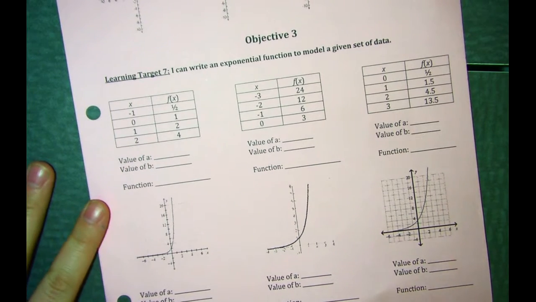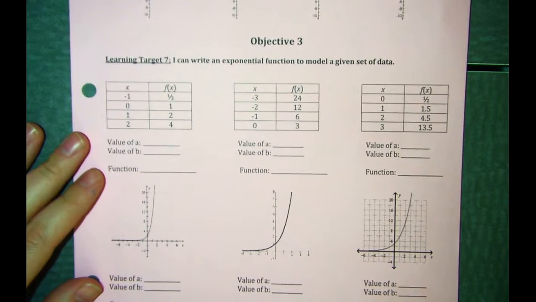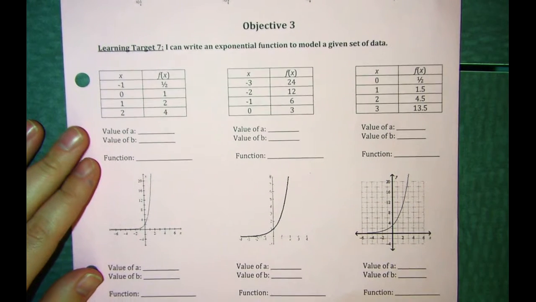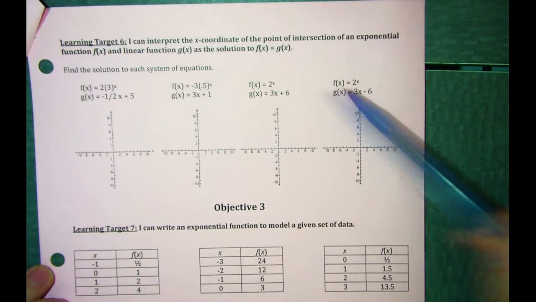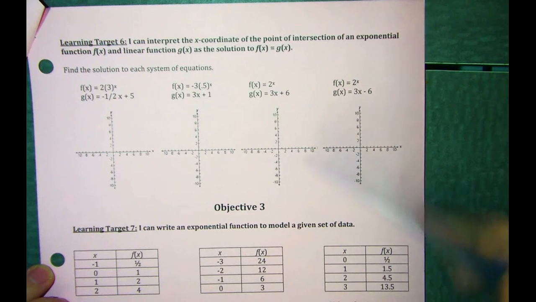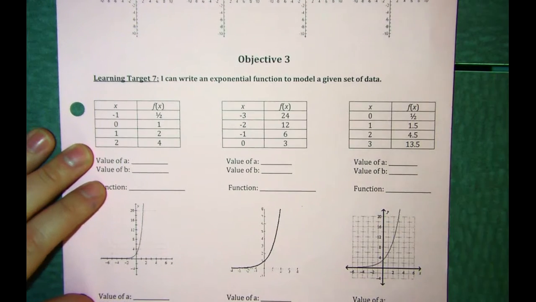So over the past several days, we have learned how to find the value of A and how to find the value of B. Today we're going to practice putting the A value and the B value together to make the exponential function. We're going to skip learning target 6, so don't feel like you might have missed something. We're not going to do that. And we're going to go down to learning target 7.